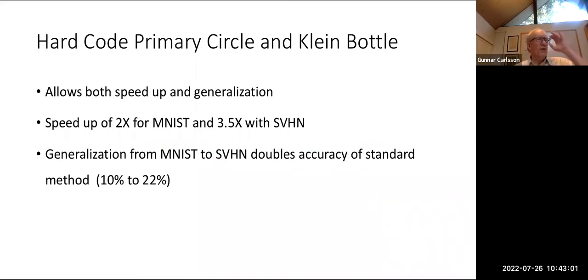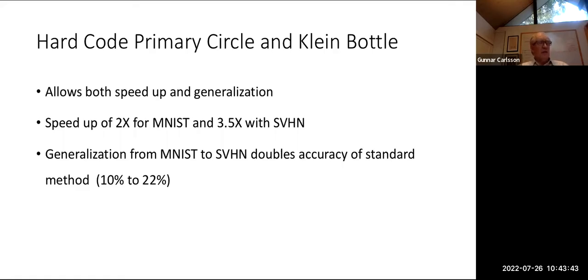So one thing that one could do then is hard code the primary circle and Klein model into features. So you would say that the features coming out of these should be given to the network right away at the beginning. And when you do that, it allows both for speed up and generalization. It's a speed up of a factor of 2 for MNIST, which is an easy data set, and a factor of 3.5 for SVHN, which is a house numbers data set, much more complicated. Also, it would allow us to generalize, to train on MNIST and evaluate on a house numbers data set, and to get some sort of accuracy there.